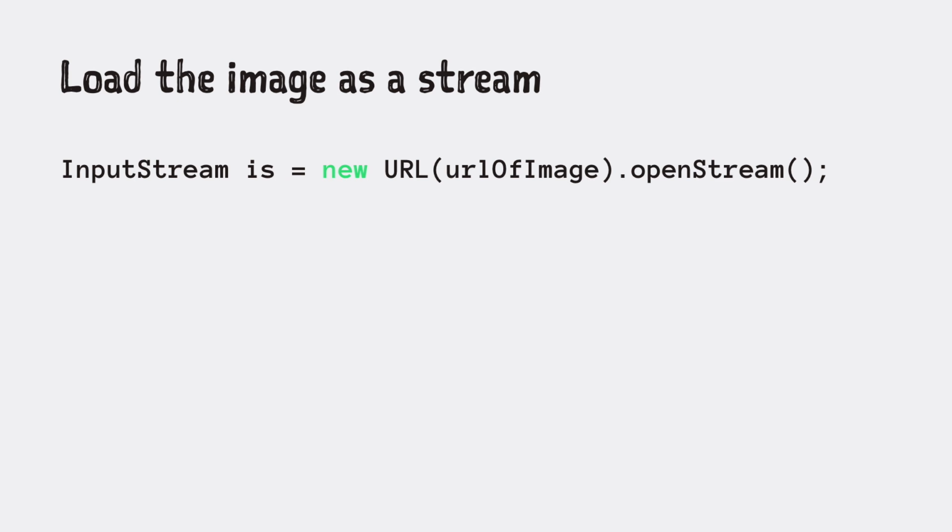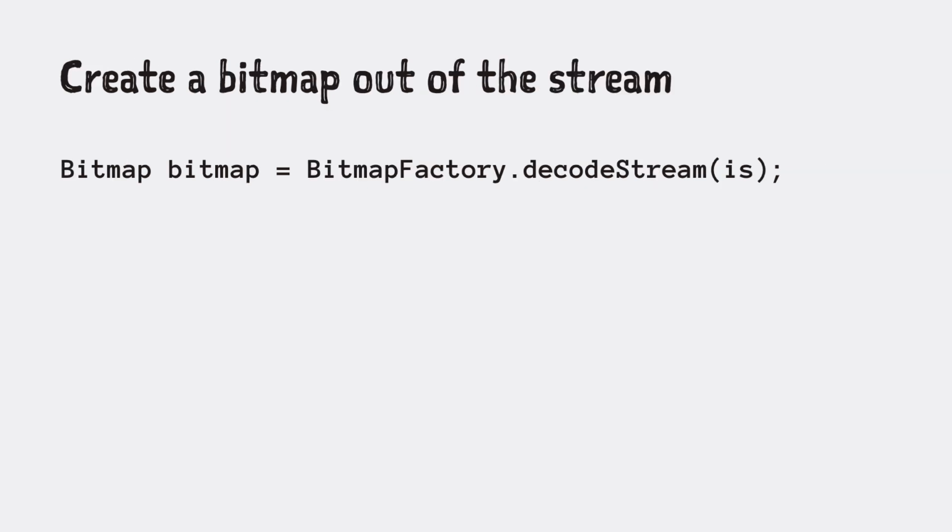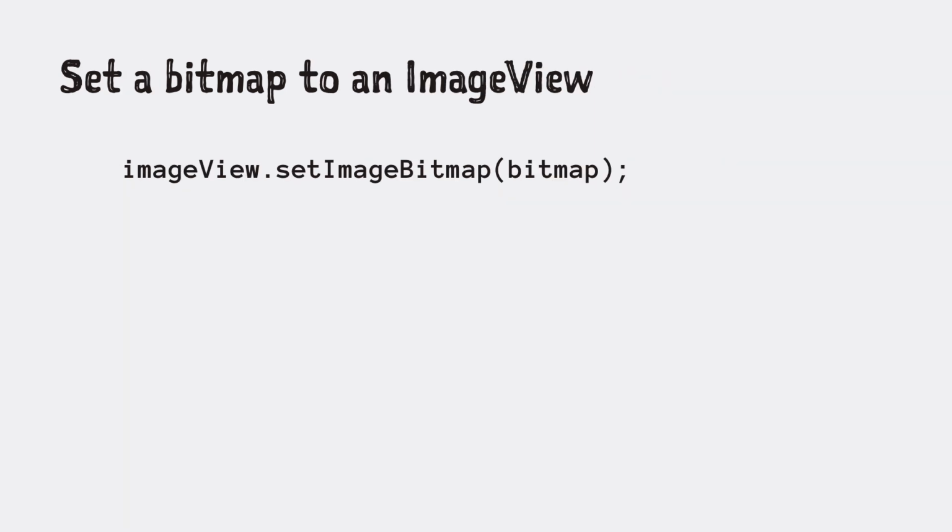At a very basic level, images are being loaded from a URL as a stream. Then we can create the bitmap out of the stream by using a class called BitmapFactory that provides this helper method for us that decodes the stream into a bitmap. And then we can take that bitmap and set it to our image view.